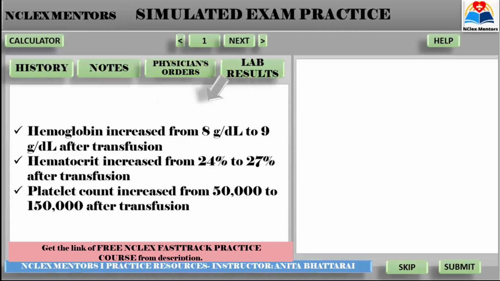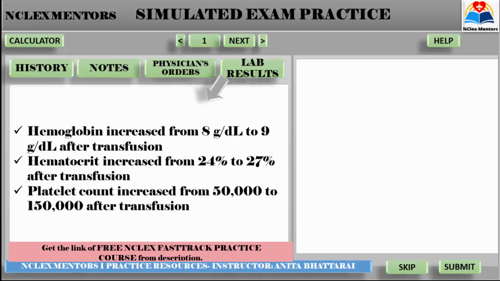We need to see the lab values to understand the scenario better. Here, in the given scenario, hemoglobin increased from 8 grams per dL to 9 grams per dL after transfusion. Hematocrit increased from 24% to 27% after transfusion. Platelet count increased from 50,000 to 150,000 after transfusion.